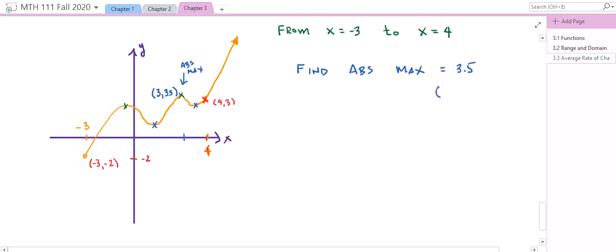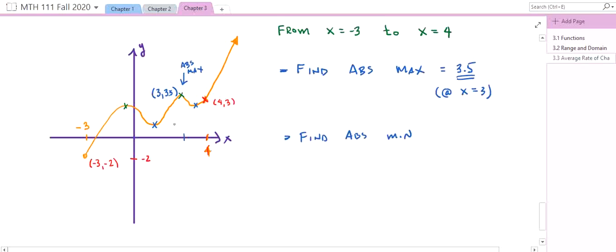And we could say that occurs at x equals 3. We don't necessarily have to say that, but we do have to say that the absolute max is 3.5. Now the absolute max isn't 3, isn't the x value, it's the y value. Okay? So we can likewise find the absolute min.